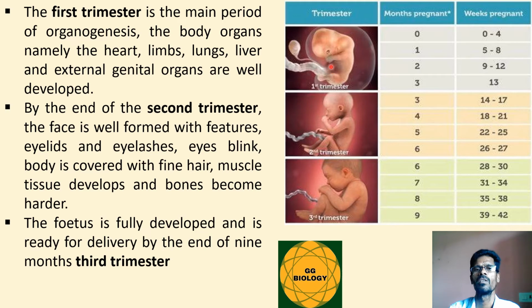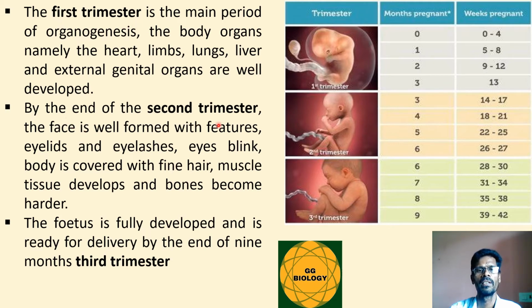So it has been divided into the first trimester, the second trimester and the third trimester, 3 months each, and also it is indicated by weeks. So the body organs, namely heart, limbs, lungs, liver and external genital organs are well developed during this trimester.